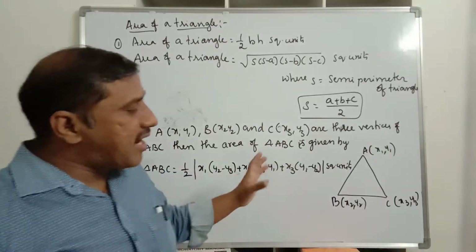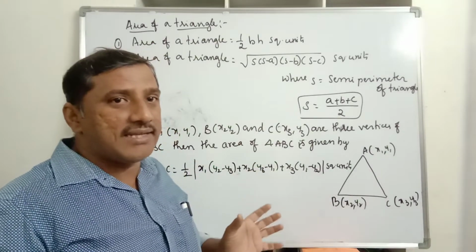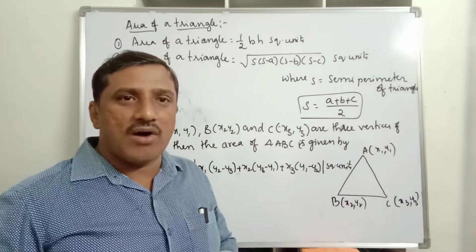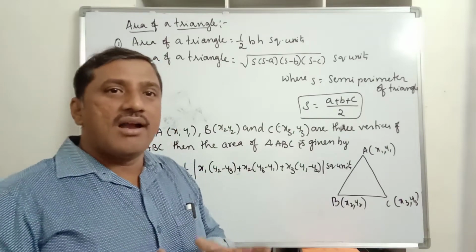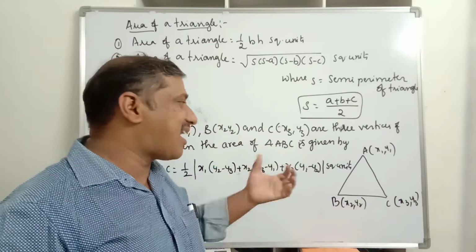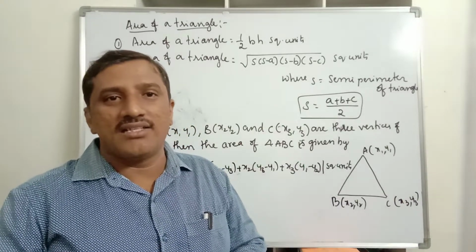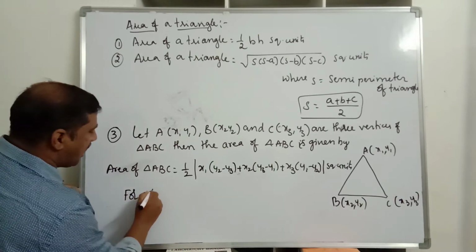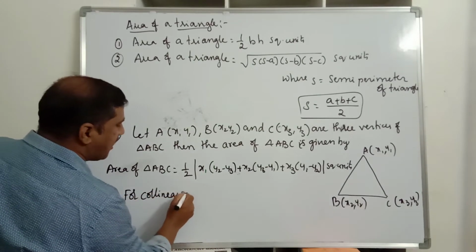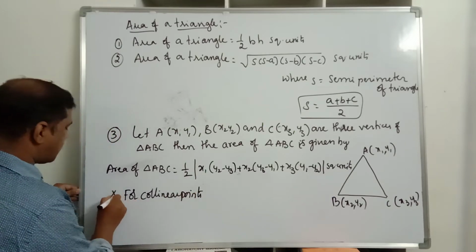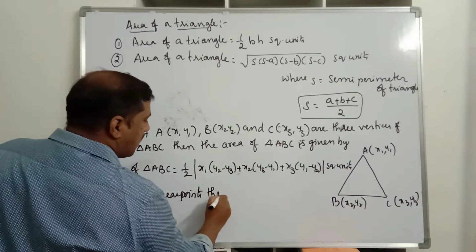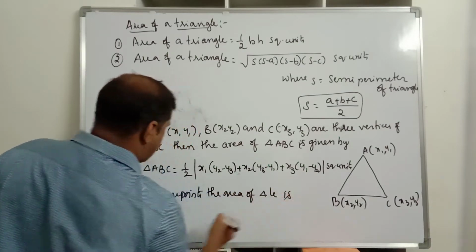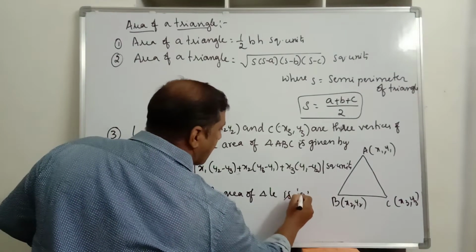If these three points are collinear points, can a triangle be formed? If A, B, C are collinear points, no, a triangle cannot be formed with collinear points. Therefore, since a triangle cannot be formed, the area of the triangle is equal to 0. So for collinear points, the area of the triangle is 0 units.